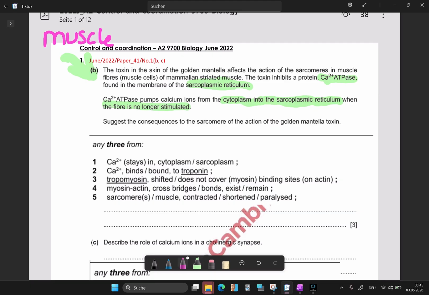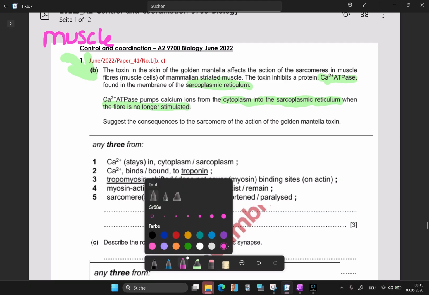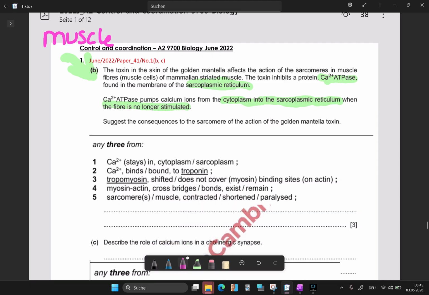Okay, a lot of people, including me, thought that by this pump they mean the calcium ion channels. So I kept describing how there will be no contraction, because the calcium ion channels will not open, so the calcium will not move outside, and there will be no contraction. But it's actually the opposite. It's not the channel, it's the pump. The pump pumps back the calcium from outside to inside.